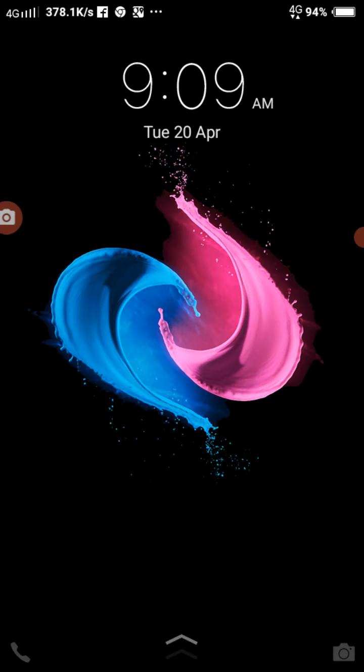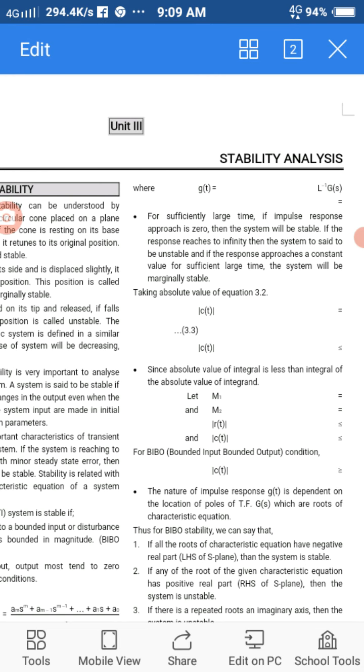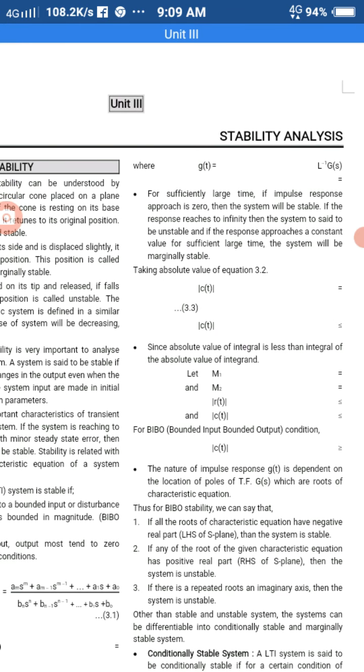Then we will learn unit number 4, that is frequency domain analysis. Frequency response and frequency domain specification, correlation between time domain and frequency domain specification, polar plot, Nyquist stability criteria and construction of Nyquist plot, Bode plot, determination of frequency domain specification and stability analysis using Nyquist plot and Bode plot. This is from unit number 4.